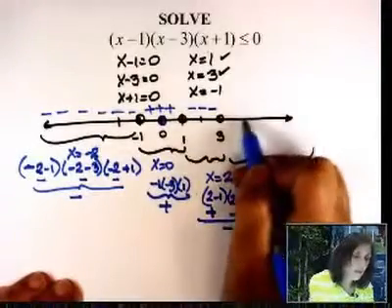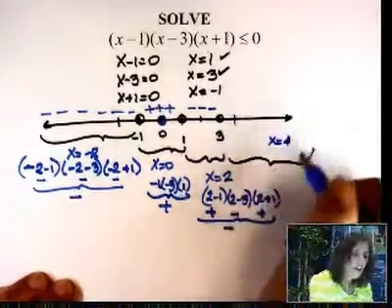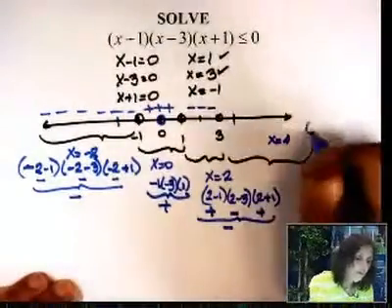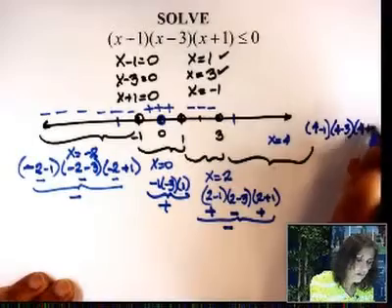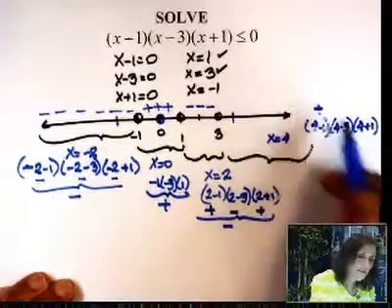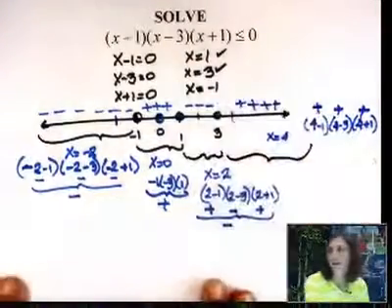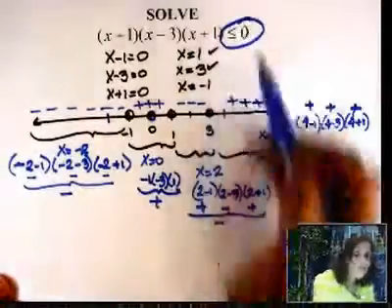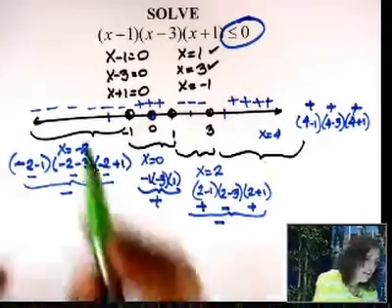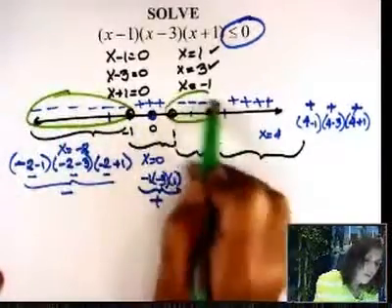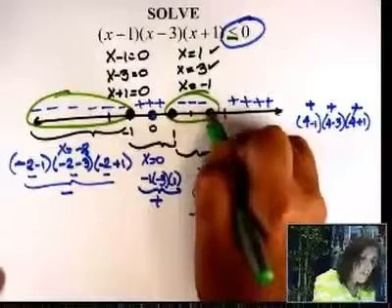Now let's pick another point, like 4. Okay, then put it in here. 4 minus 1, 4 minus 3, 4 plus 1. What does that mean? This will give me positive, positive, positive. That means it's going to be positive here. All right. Now what are they asking me? Where is it negative? Look at your line. Here and here. How do you write it? And I also wanted equal, so that means I need to include this, this, and this.